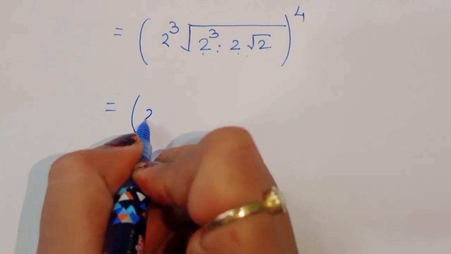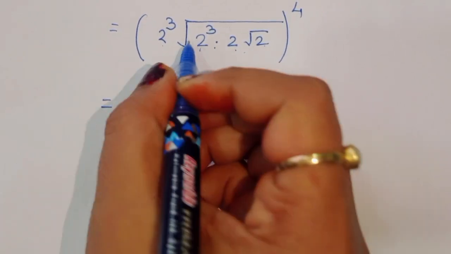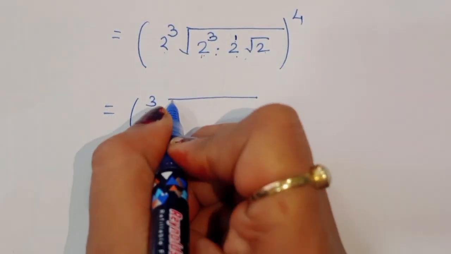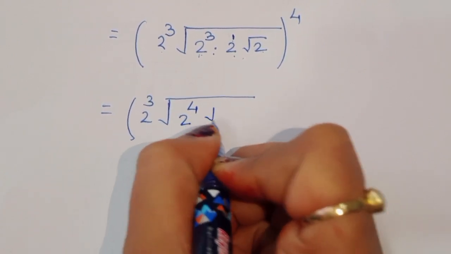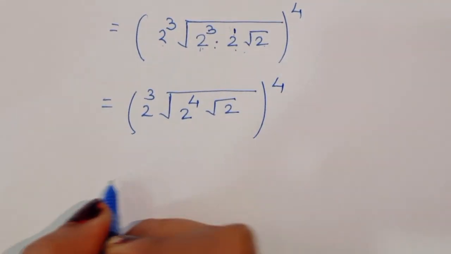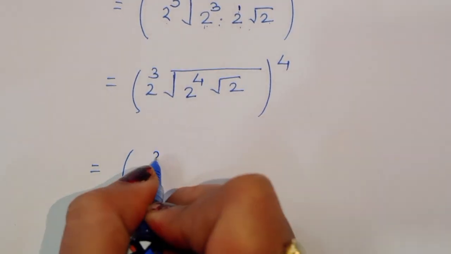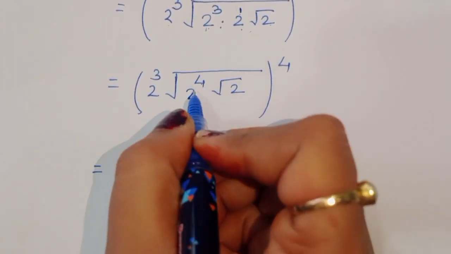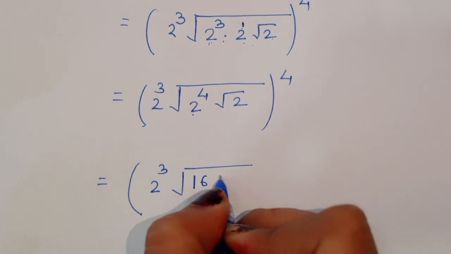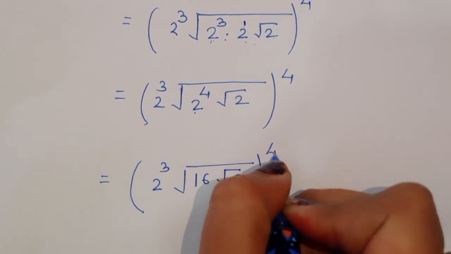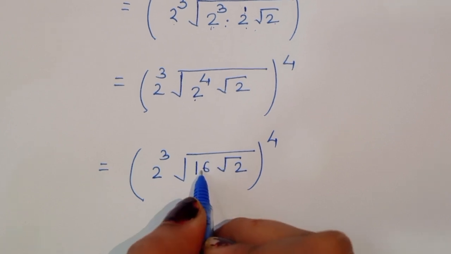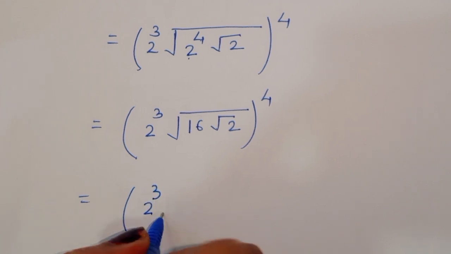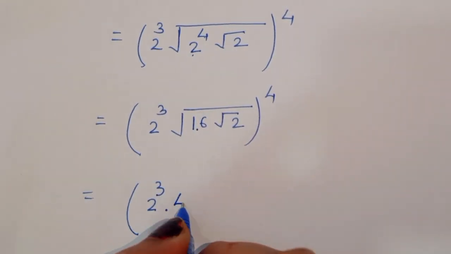Now next term, 2 power 3 square root. Now 2 power 3 and here 2 power 1, so 2 power 3 into 2 power 1 means 2 power 4. So we can write this 2 power 4 square root of 2 power 4, right, is equal to 2 power 3. Now square root of 2 power 4, so we can write 2 power 4, 2 to the 4 is 16. So we can write here 16 square root of 2 power 4. Now square root of 16 is 4. So this is equal to 2 power 3 into square root of 16, which means 4, right?